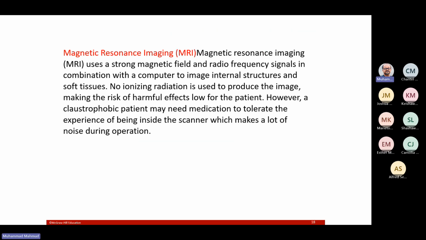MRI, magnetic resonance imaging. MRI uses a strong magnetic field and radio frequency signals in combination with a computer to image internal structures and soft tissues. No ionizing radiation is used to produce the image, making the risk of harmful effects low for the patient. However, a claustrophobic patient, people who don't like a small space, may need medication to tolerate the experience of being inside a scanner, which makes a lot of noise during operation.